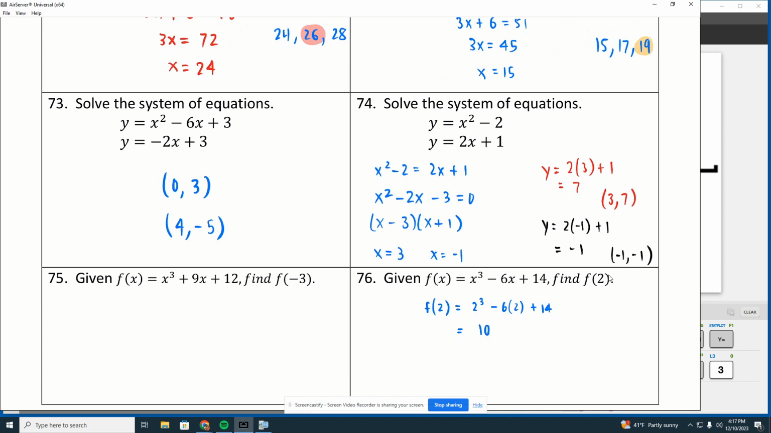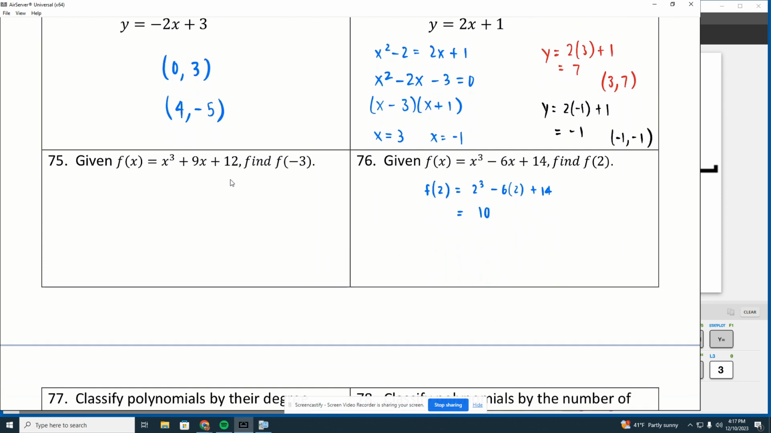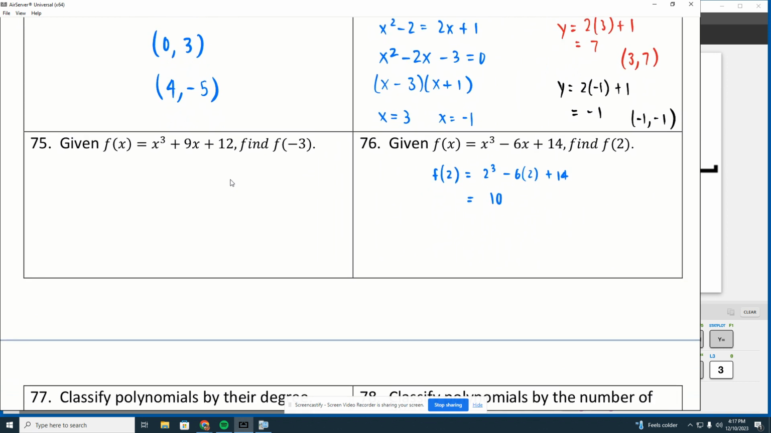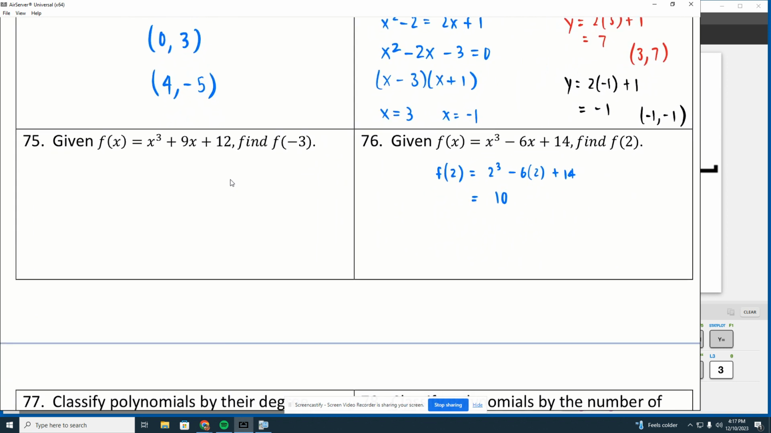So I highly assume you guys will use your graphing calculator, come next week or this week when you take your test. Actually, I'm making this on a Sunday, so this week. So number 75 and 76, real simple. You're plugging in the negative 3. Please don't forget when it's negative.